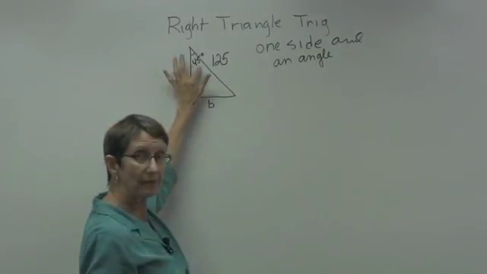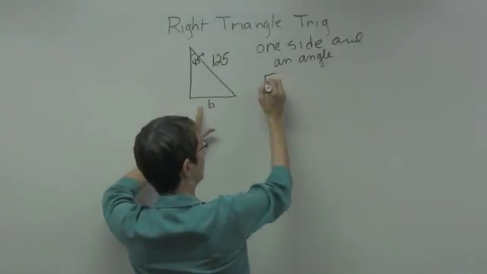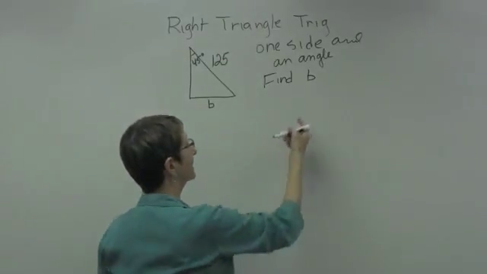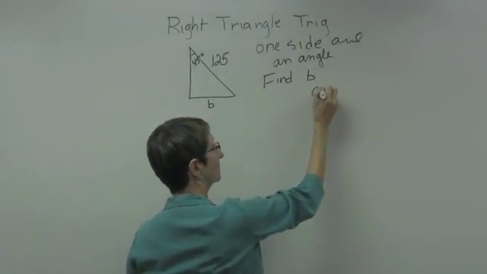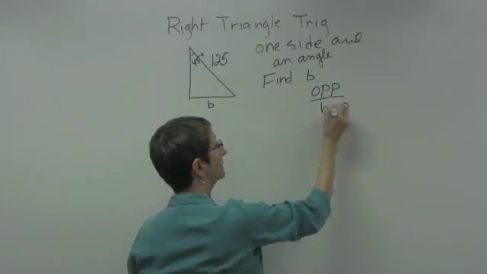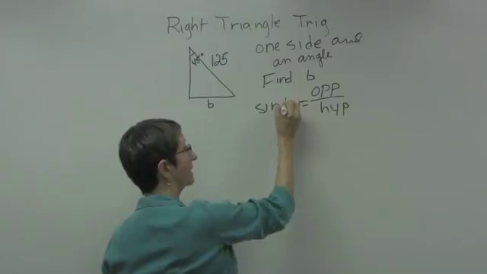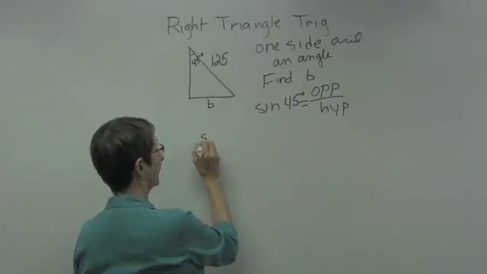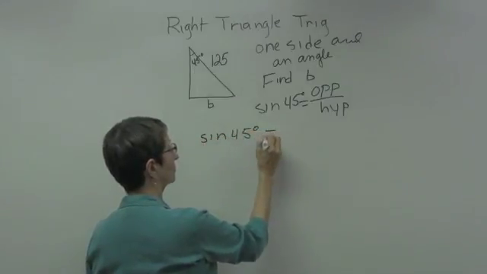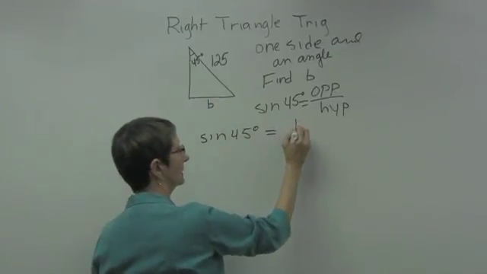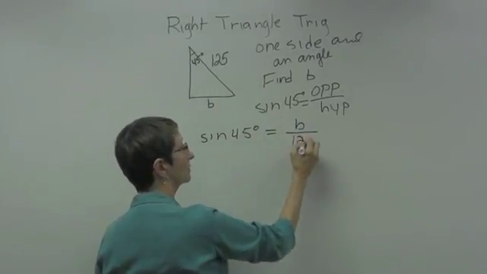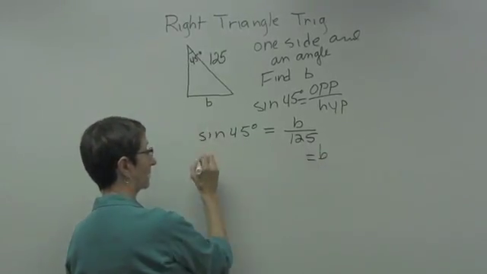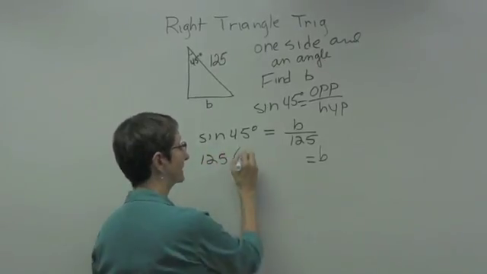The angle that I have is up here, and if I want to find B, it is the side opposite. So if I have the opposite side and the hypotenuse, opposite over hypotenuse would be the sine of our angle, which is 45 degrees. Sine of 45 degrees is equal to the side opposite, which is B, over the hypotenuse, which is 125. So the side B will be, if I multiply across, 125 times the sine of 45 degrees.